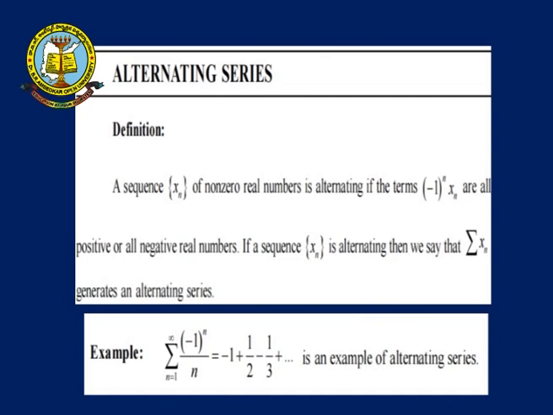In a series, if the terms are alternately positive and negative, then it is called an alternating series. The objective for an alternating series is to decide whether it is convergent, divergent, conditionally convergent or absolutely convergent. That is the total objective of the series. In this introduction part, whether series are convergent or divergent, absolutely convergent, or alternating series are convergent or divergent, we can apply by previous knowledge.